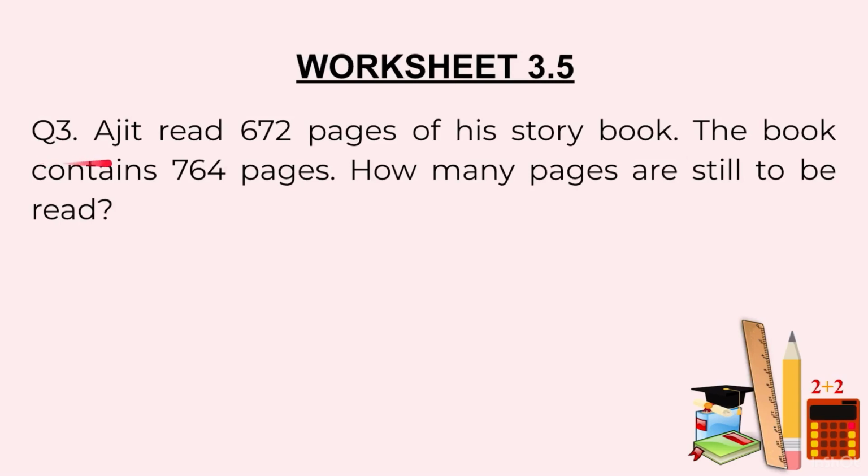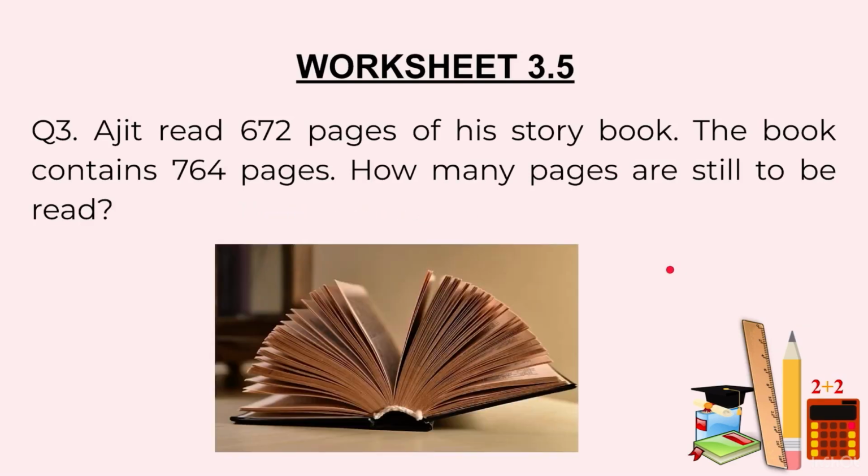Question 3. Ajit read 672 pages of his storybook. The book contains 764 pages. This question is about one book in which total number of pages is 764 and Ajit has read 672 pages. Here you have to be careful that you write information related to the second sentence first. Then you can put a minus sign and subtract directly.